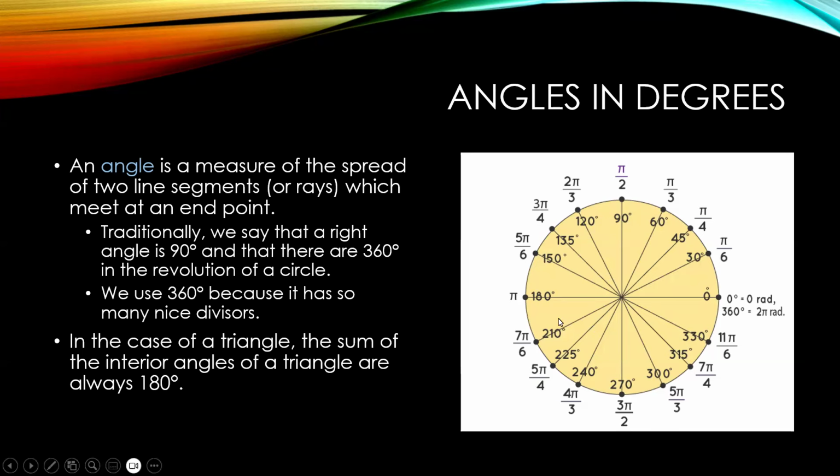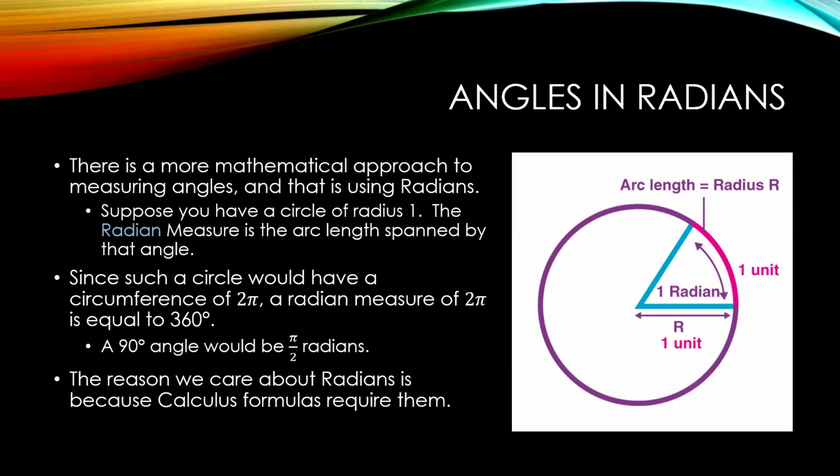Now, here we can see it written on a circle, and this is showing the degree measurement from the center as it goes out in the x direction to some other point on the circle. We are going to see this a lot. Which leads to the idea of angles in radians. And so there's a more mathematical approach to measuring angles, and that is using radians.